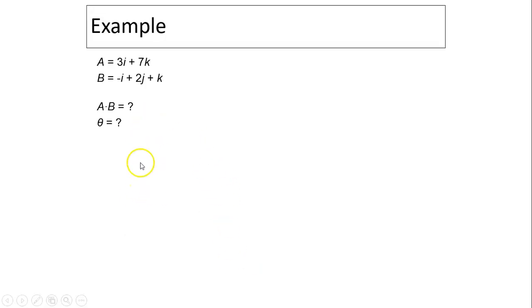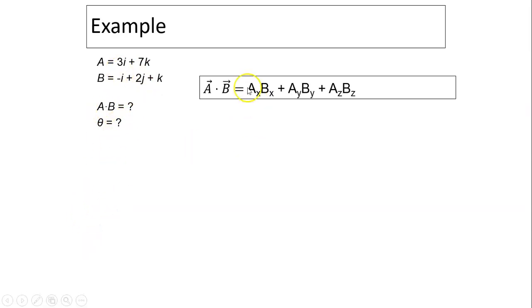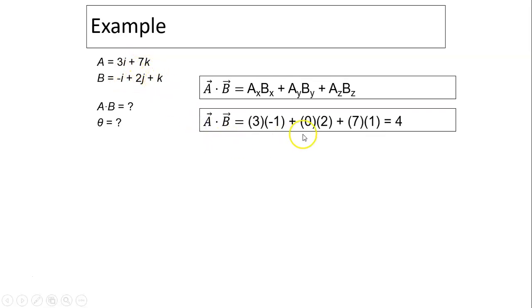Let's take a look at this example. So here are the 2 vectors given. There are 2 questions. What does a dot b equal, and what is the angle between a and b? So a dot b, since this is in unit vector form, is just ax times bx plus ay times by, in this case 0 times by, plus az times bz. So you multiply each set of components and add, and you should get 4.